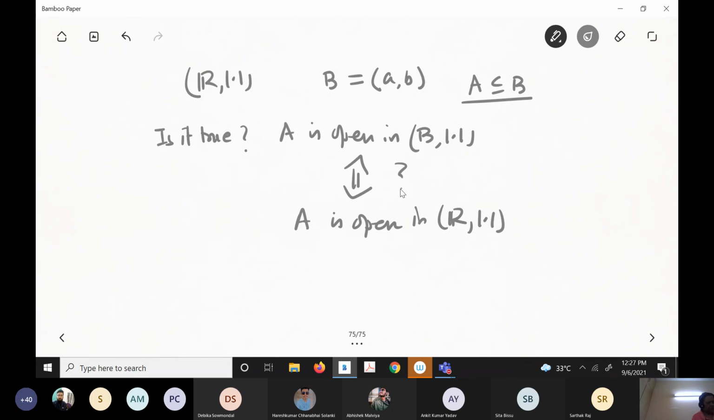Think about it. But I have given B to be an open interval, not a closed interval. Look at the examples: I was not picking an open interval, at least one side I was closing. But suppose you take an open interval, then what will be the answer? I'm asking whether this will be true: A is open in B. Later on, we'll see this. So think about this. Now, I'm going to define.